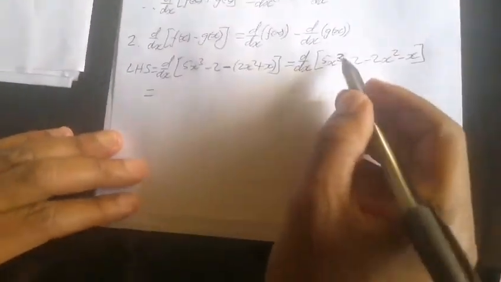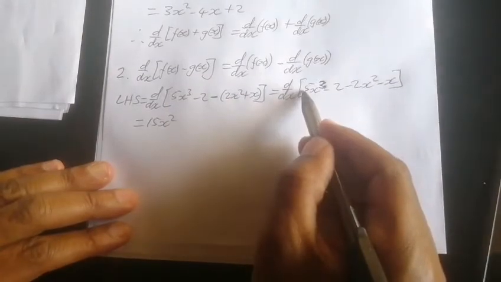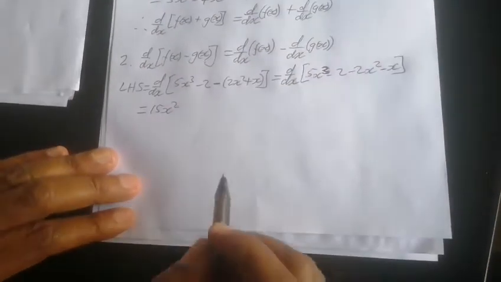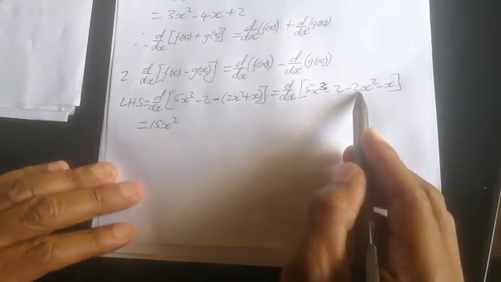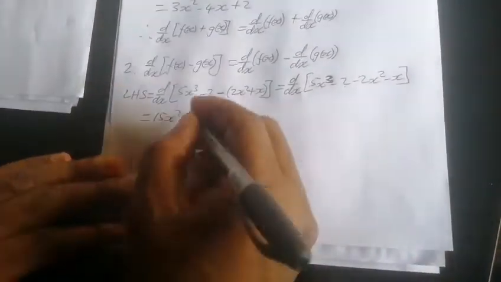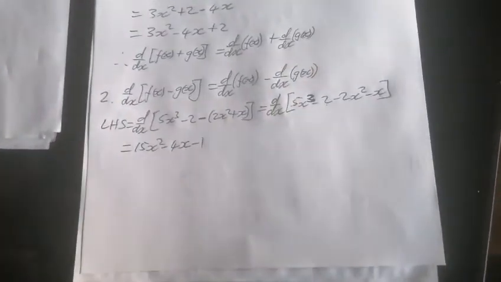This will be equal to 15x squared, because the 3 multiplies the 5 and the power is reduced by 1. Derivative of a constant, 0. For this one, the 2 multiplies the minus 2, that's minus 4x. And for this one, we get a minus 1. That is what we have on the left hand side.